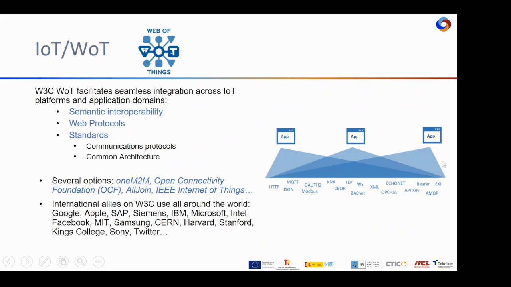The Web of Things seeks to counter the fragmentation of the IoT by using and extending existing standardized web technologies. By providing standardized metadata and other reusable technological building blocks, W3C WoT enables easy integration across IoT platforms and application domains. So, these standards propose three main axes around semantic interoperability, web protocols, and standards, the latter including both communication protocols and common architecture.